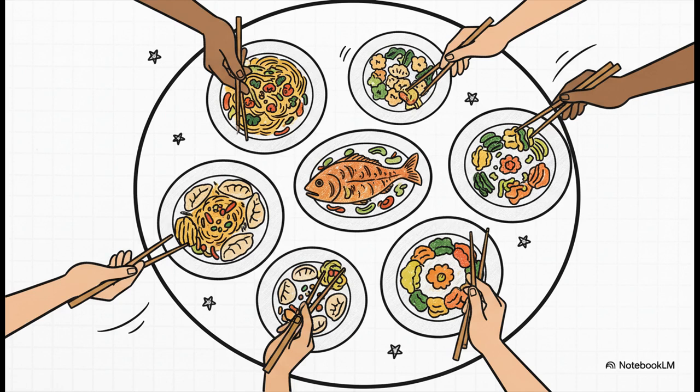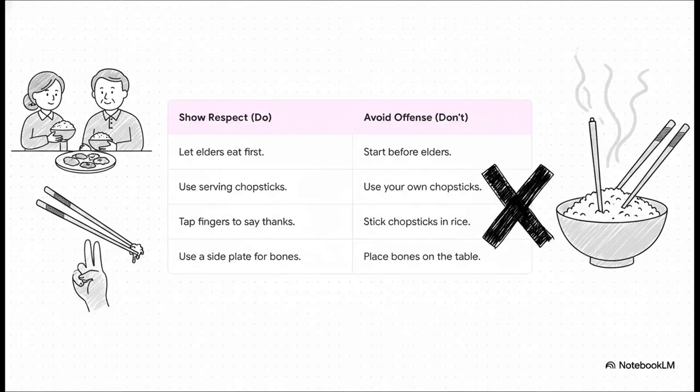This is so much more than just being practical. It's a physical representation of the group being more important than the individual. It's a philosophy that really prioritizes the shared experience and strengthens social bonds. This slide is basically your cheat sheet for showing respect at the dinner table. And these are not just suggestions. They are really important signals of your cultural awareness.